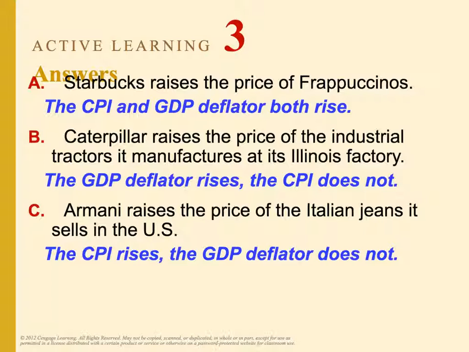Okay, and just checking our answers, we see that the CPI and GDP deflator both rise because, again, it's a purchase. Caterpillar raises the price of the industrial tractors. Again, it's included in the investment category, so the GDP deflator rises. The Consumer Price Index does not. And then the last one, the Consumer Price Index rises, but the GDP deflator does not.